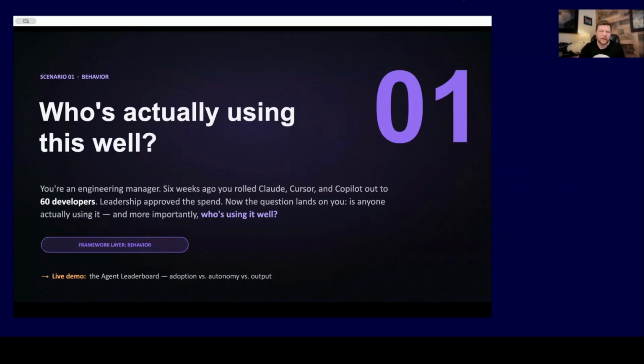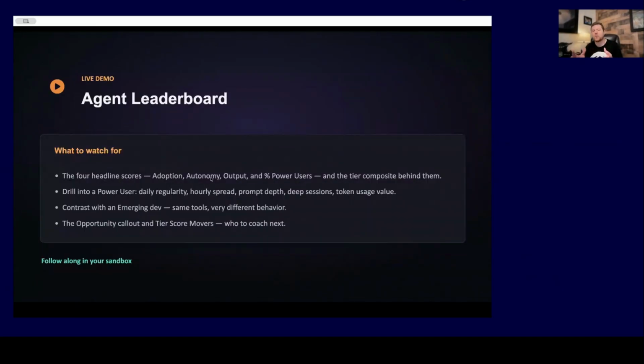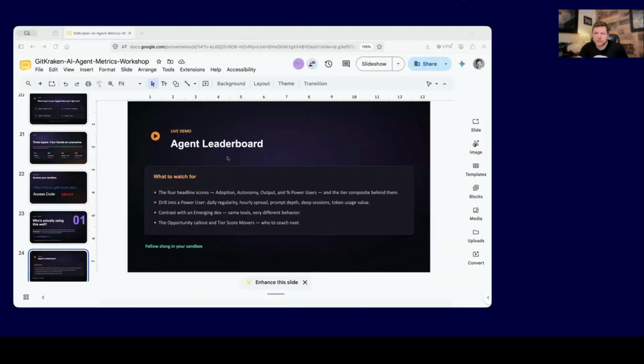So it's the first thing that we're going to actually jump into. A couple things to watch for: some headlines around adoption, autonomy, output. We're going to drill into power users versus regular users. You'll be able to contrast emerging devs with the same tools with very different behaviors. And the opportunity call out: how do you actually coach and move folks up? So with that, Jeff, let's go ahead and have you start sharing the demo.